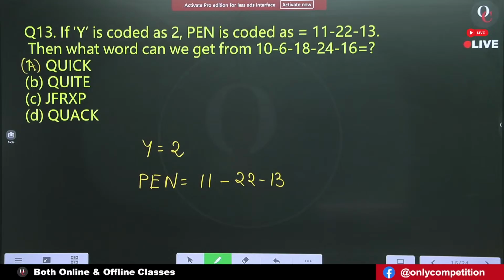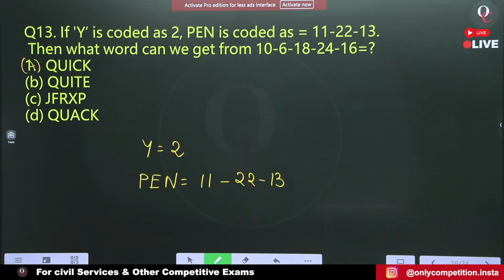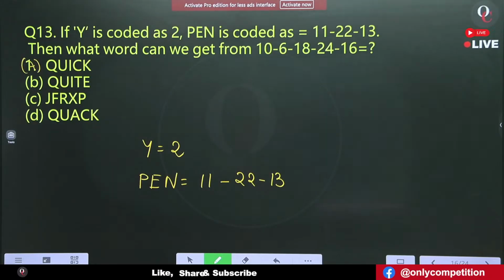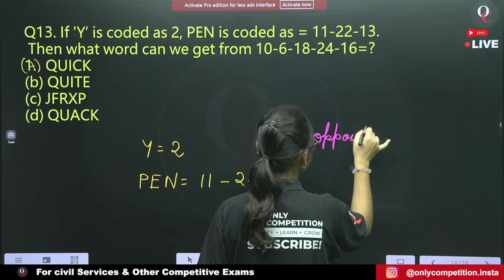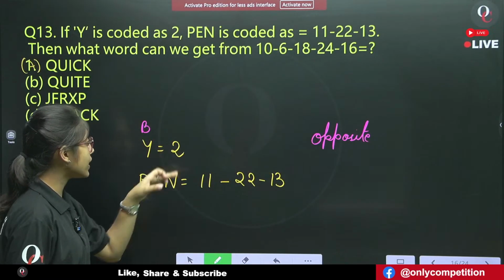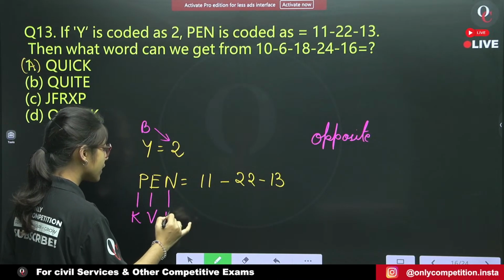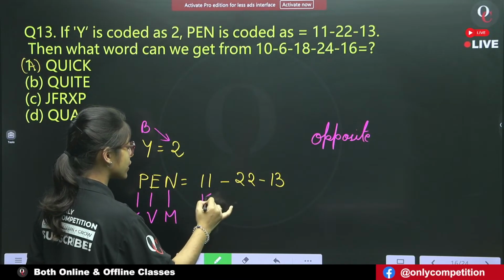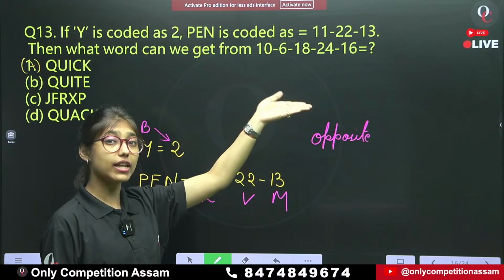Y is coded as 2. Pen is coded as 11, 22 and 13. Here we are using the pattern of opposites. If you remember, the opposite of Y is how much? The opposite of Y is B, and B's position value is written here. Understood? The opposite of P is what? K. The opposite of E is V. The opposite of N is M. The KVM position values are written here. Understood? So therefore, we first need to find the position values and then the opposites.